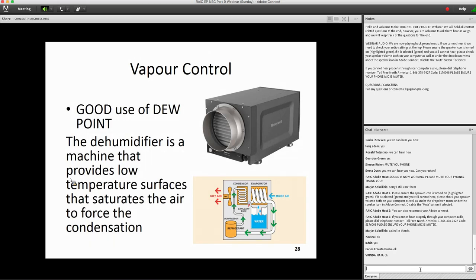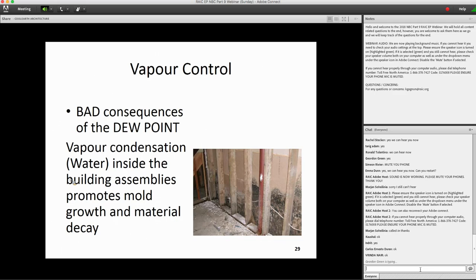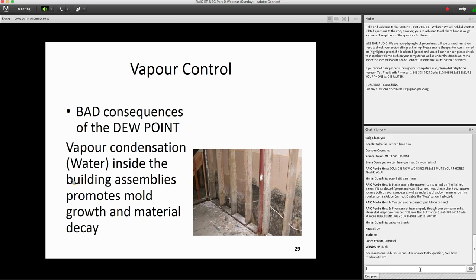There's a good use of the dew point, and that's a dehumidifier. Just as information for you guys, a dehumidifier forces the condensation of water by getting to the right spot on the dew point. The bad consequence of the dew point is that if we have vapor diffusion or air leakage and some of that air gets into the wall, we are going to get condensation inside of the wall, and we might get decay or mold growth, which is not good for the building.